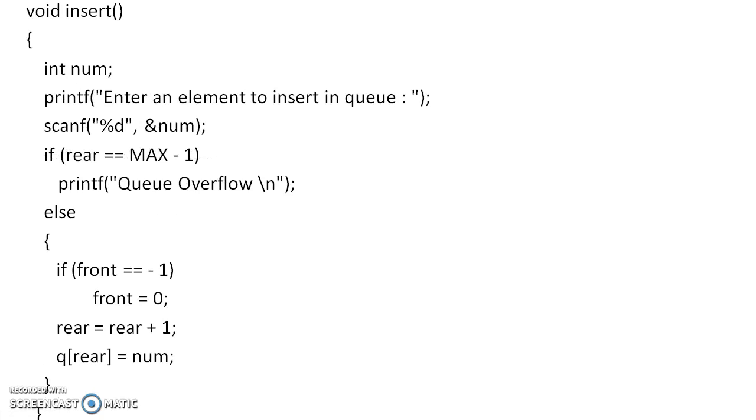This we can see as a function also. I am reading the number. When the rear is maximum minus 1, you say queue overflow. Otherwise, you find out whether the front is equivalent to minus 1, that is, it is empty, then front is made 0. And rear is equivalent to rear plus 1, and in queue of rear, you place that particular number.